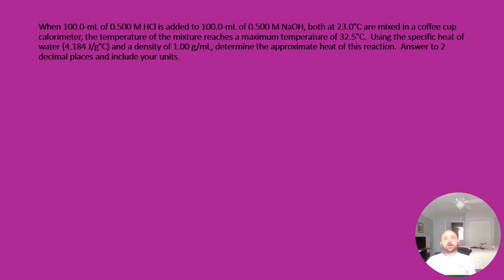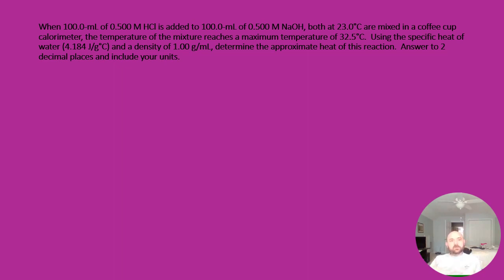Okay, in this problem, we get our first look at reaction calorimetry. They've told us there are two solutions that we're going to be mixing together. One of them is 0.5 molar HCl, and the other is 0.5 molar NaOH. We have 100 milliliters of both solutions. Both are close to room temperature, 23 degrees, maybe a warm room temperature. And they are mixed together in a coffee cup calorimeter.